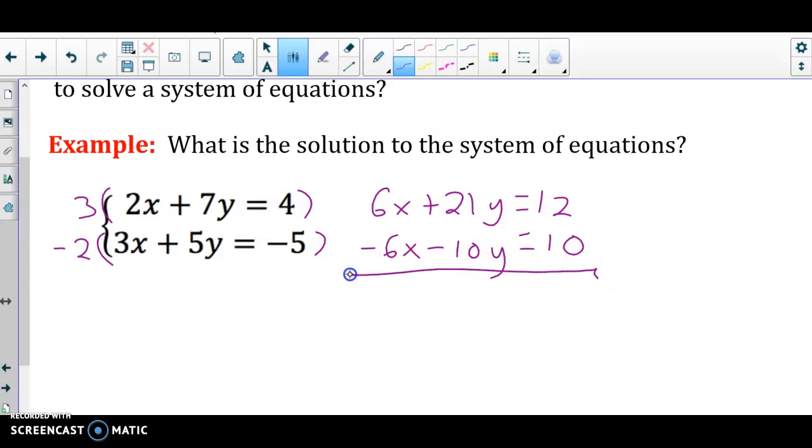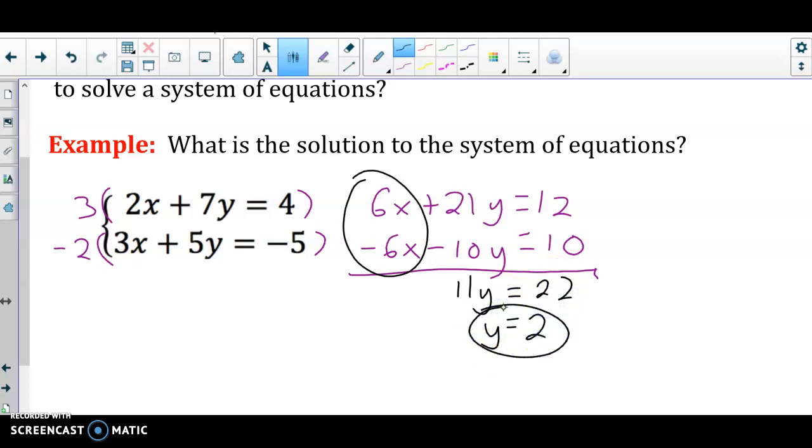All right, and now I'm just going to add straight down. Again, I already set this one up so that they would be opposites of each other and cancel each other out. So I'm now looking at 11y equals 22. And basic math tells me that y is going to be 2 here. Awesome! Now what do I do? I pick an equation and I substitute that value of y in there. So, I don't know, I'm just taking the first one for no good reason.